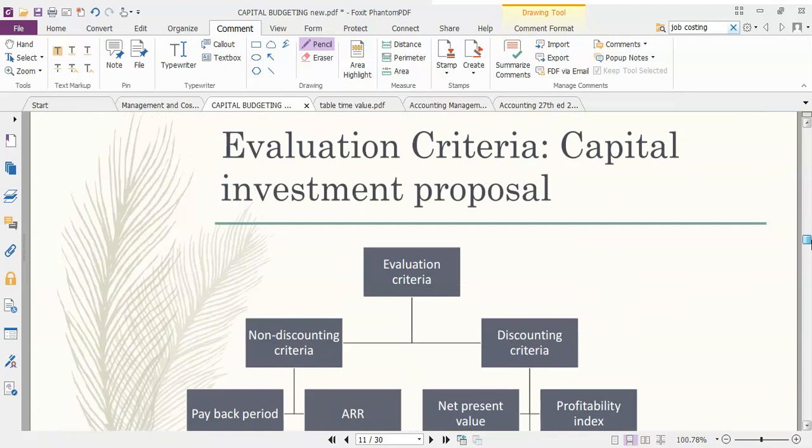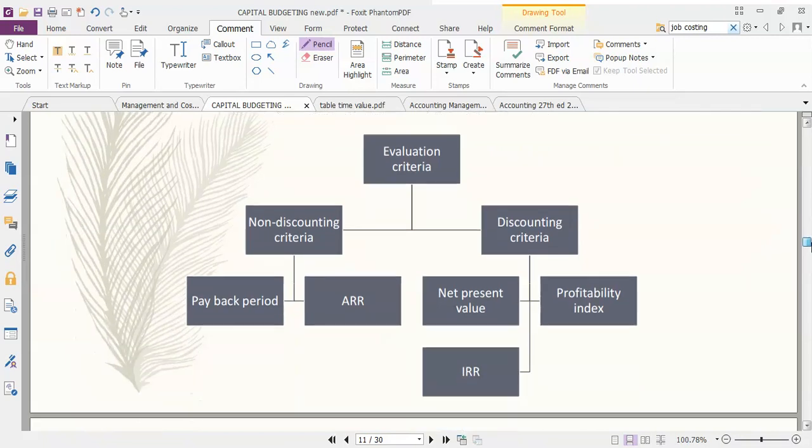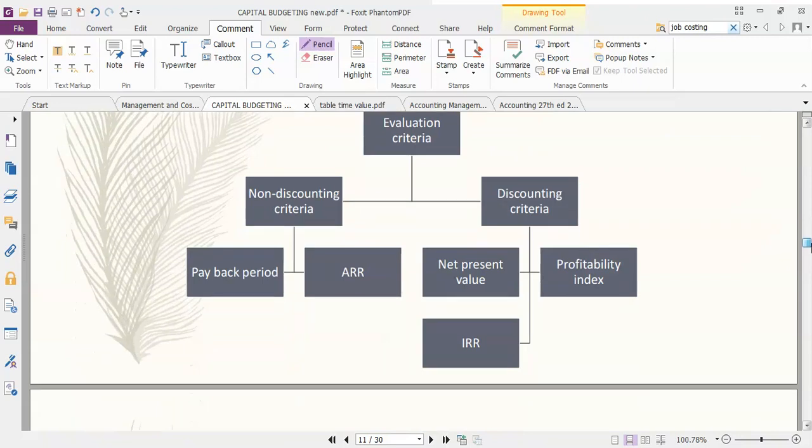Okay, so what is the process? Okay, how we can evaluate the capital budgeting, whether we should choose the investment or not. Okay, there are two criteria that you need to know. The first one is non-discounting criteria. The second is discounting criteria. Okay, non-discounting criteria, you must know how to calculate for the payback period. Second one is average rate of return.